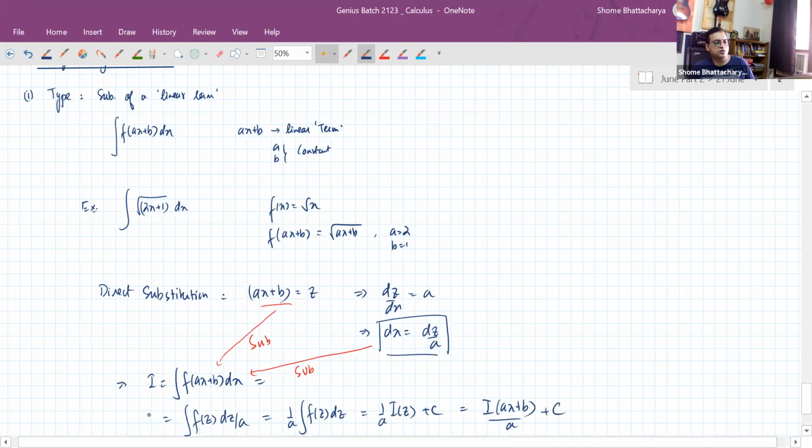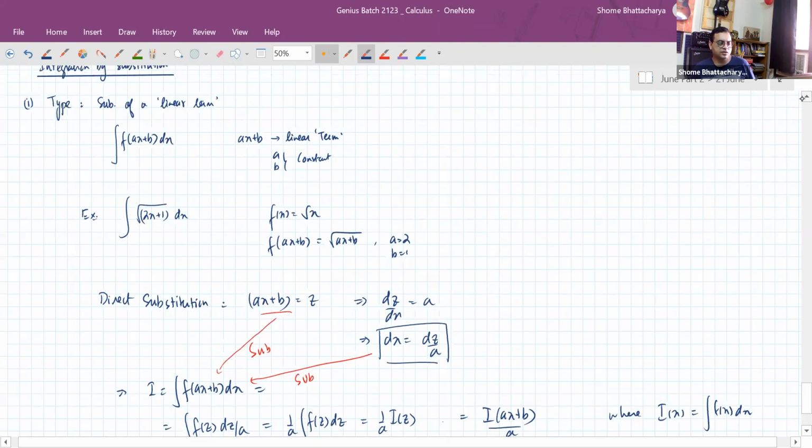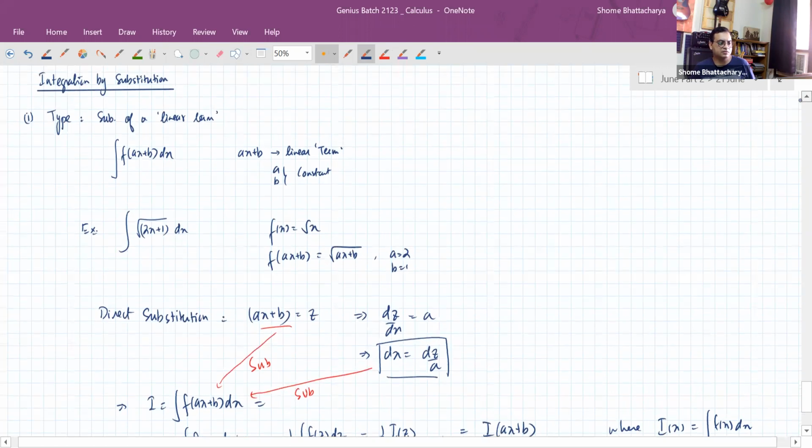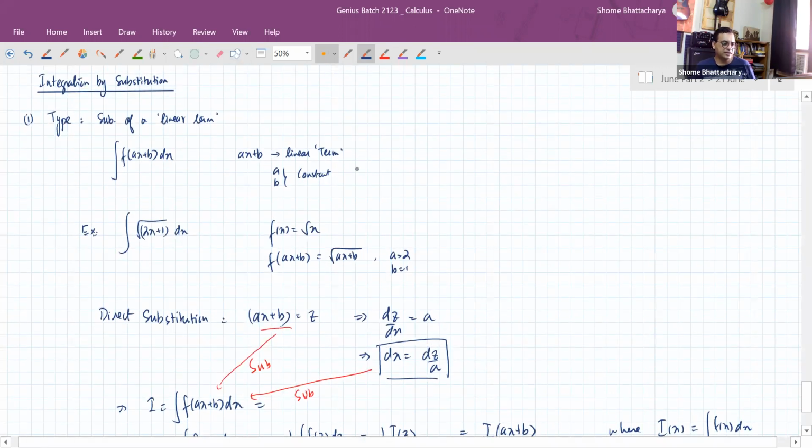This becomes like a direct formula for the integration, where I(x) is the antiderivative of f(x). The constant of integration is included in I(x). So just note this down as a method. We will do some examples and this will become very clear to you how exactly it is done.